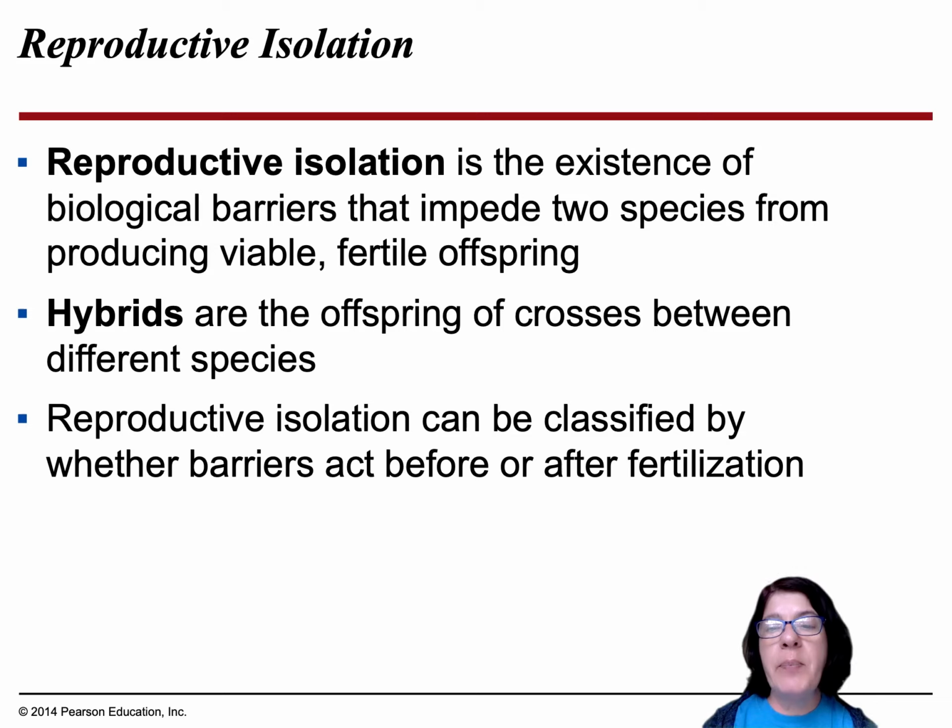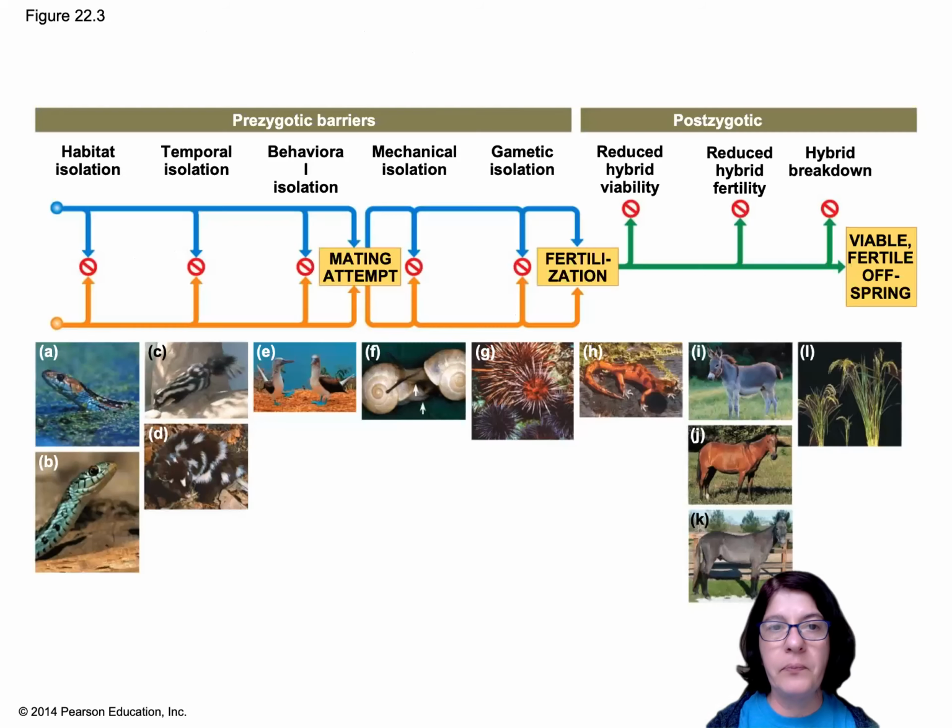Reproductive isolation can be classified by whether the barriers act before or after fertilization. We call them prezygotic barriers if they happen prior to fertilization, and postzygotic if they happen after fertilization. This comes from the word zygote. Remember, a zygote is a fertilized egg. The zygote is the product of fertilization. So if it's prezygotic, it's pre-fertilization. If it's postzygotic, it's post-fertilization.